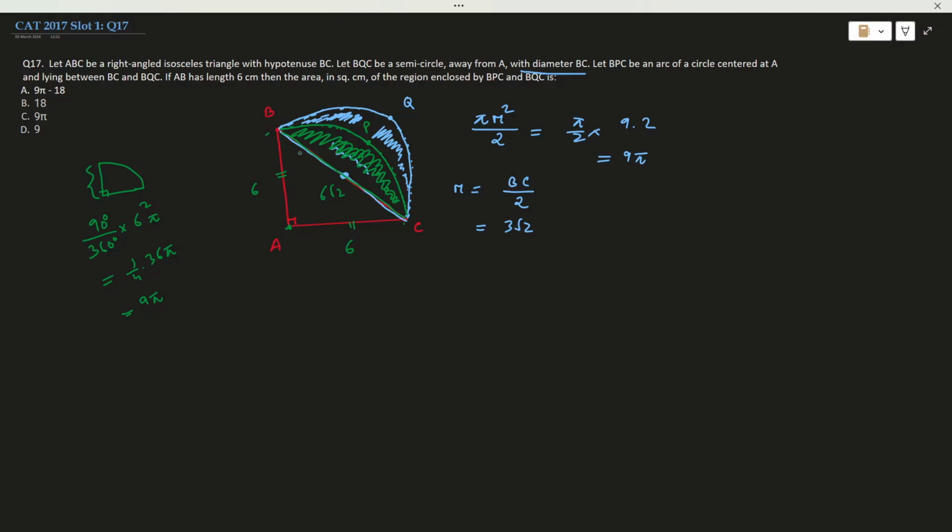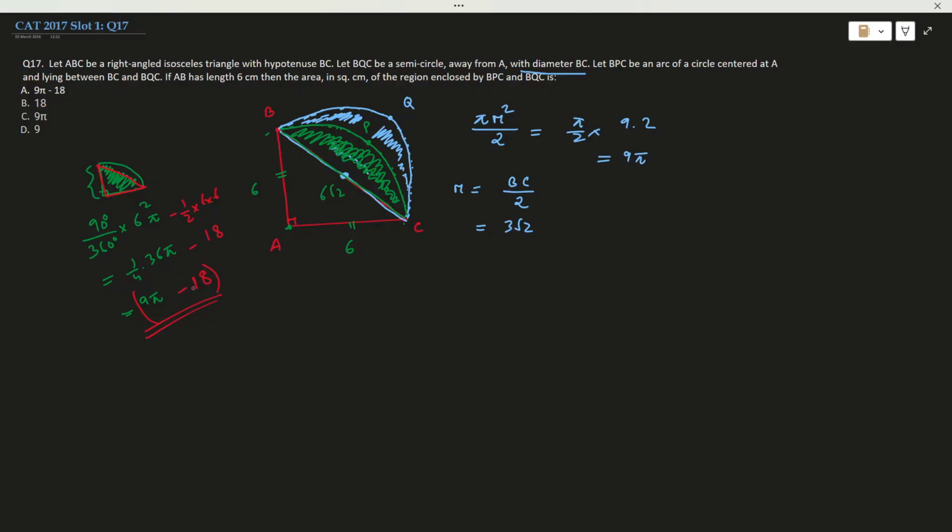But I have to subtract the area. I am calculating the area of this entire quarter of a circle, but I don't need the entire quarter, I only need this green part. So I have to subtract the area of the triangle from this, right? So minus half into base into height. 36 by 2 is 18, minus 18. That means I have found the area of this green part.